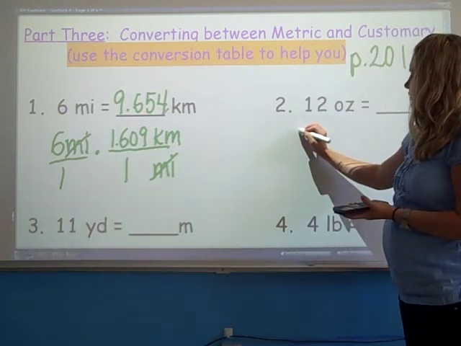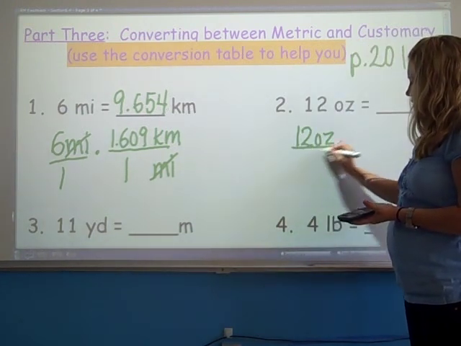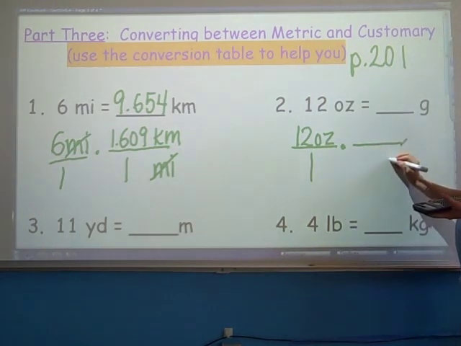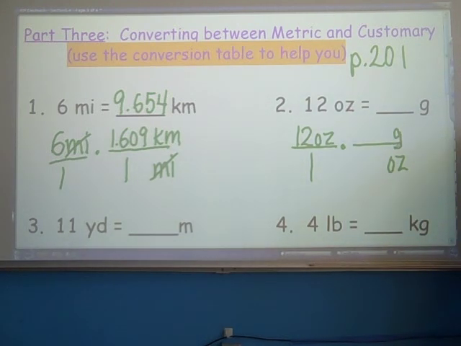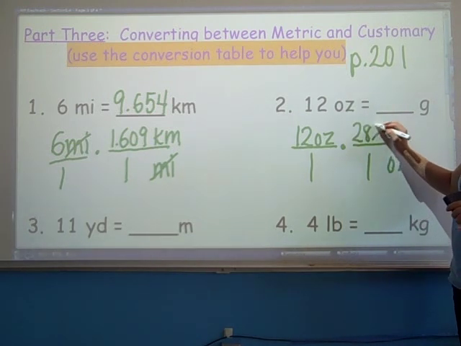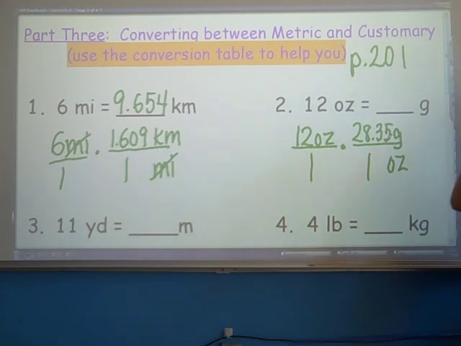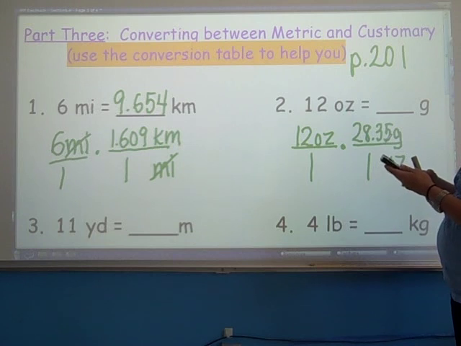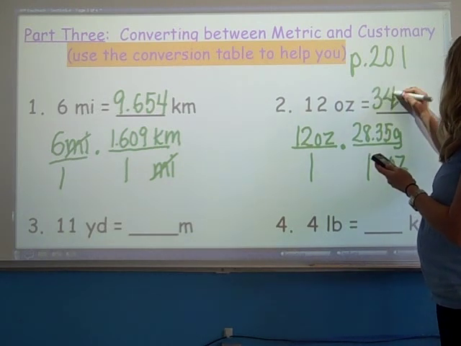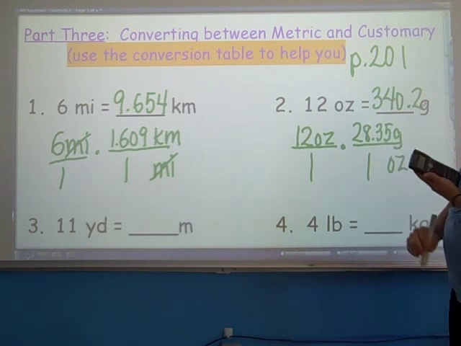All right, let's try another one. 12 ounces. You can put it over 1 if you like. To get rid of ounces, I put it down here, and I want to change it to grams. So I have to look on my table, ounces to grams. 1 ounce is equivalent to 28.35 grams. Okay, so then I just multiply 12 times 28.35. I get 340.2 grams.